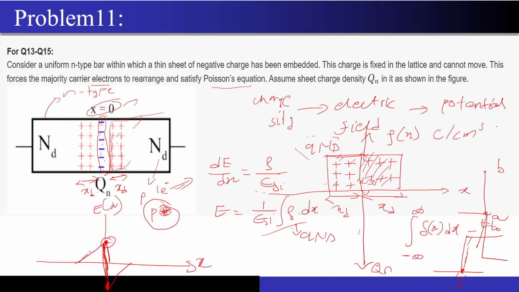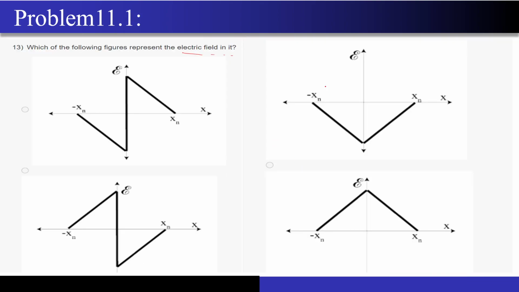And now we have to check whether this option is there in the question or not, right? So this is the option that we got. It first increased, then it made a sudden transition, and again it increased. So this option number C is the correct option.